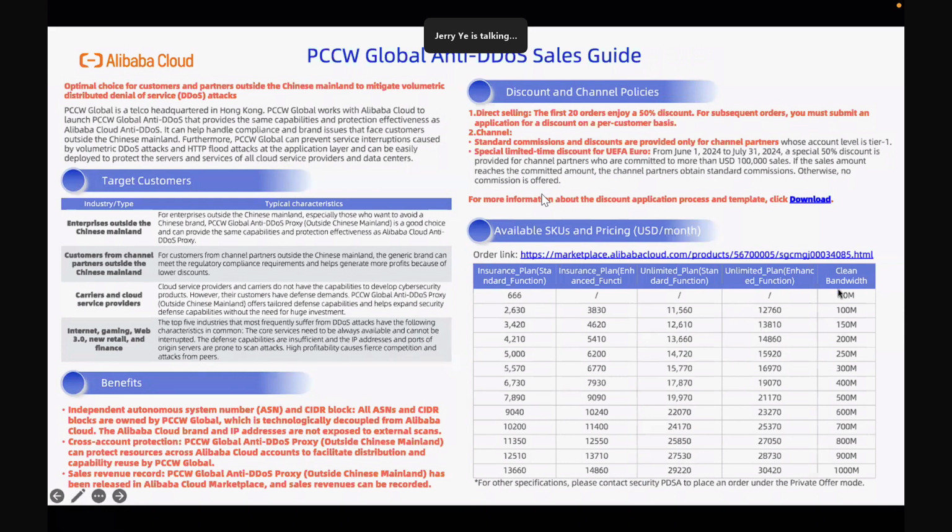The clean bandwidth will start from 10 megabytes, but Alibaba Cloud Anti-DDoS Proxy starts from 100 megabytes. So we do have the smaller instance, smaller specifications, just to try to make this product much more popular in the near future.